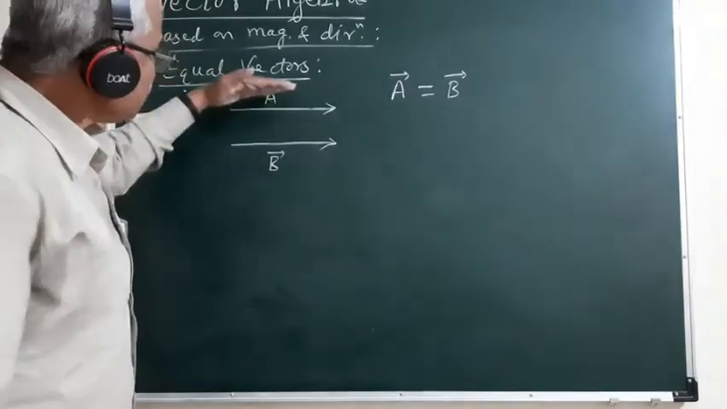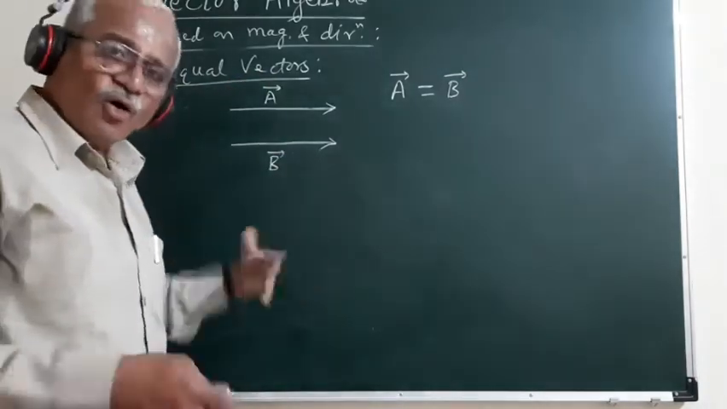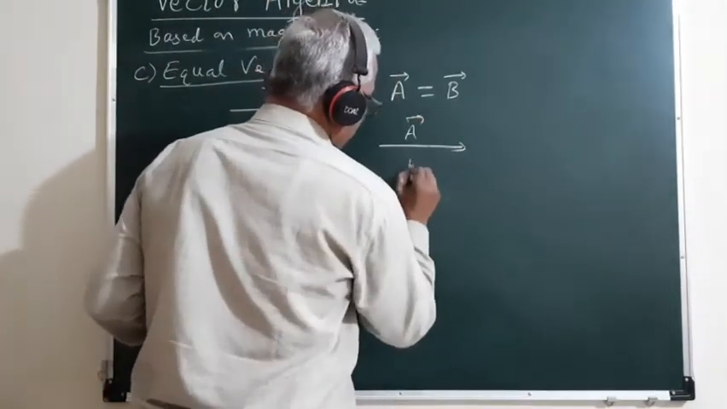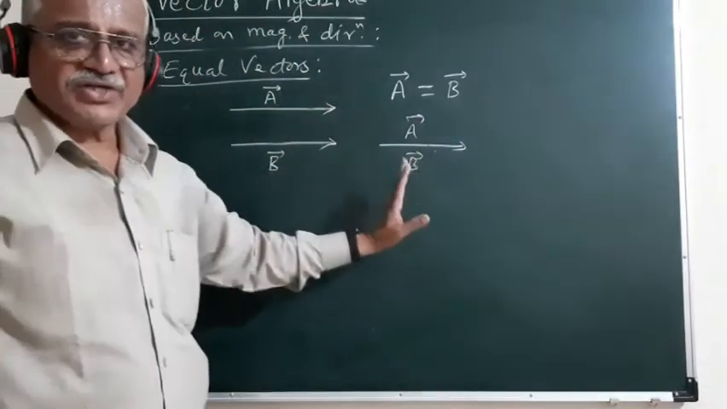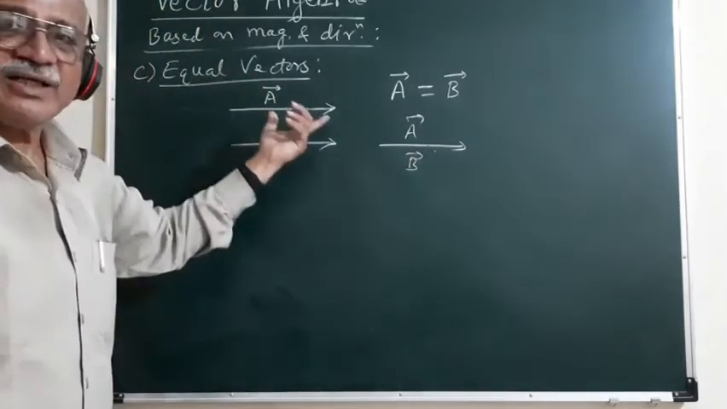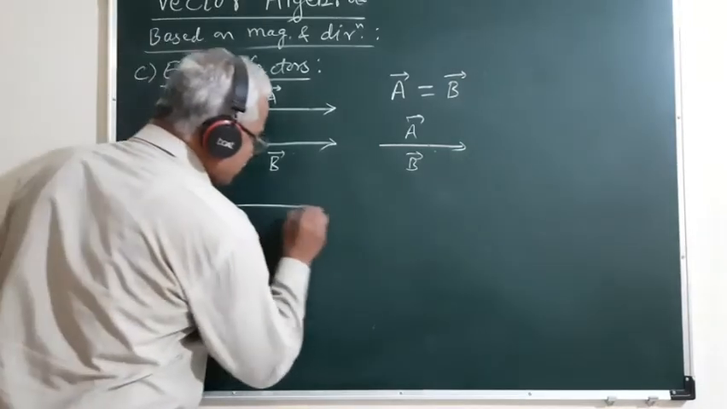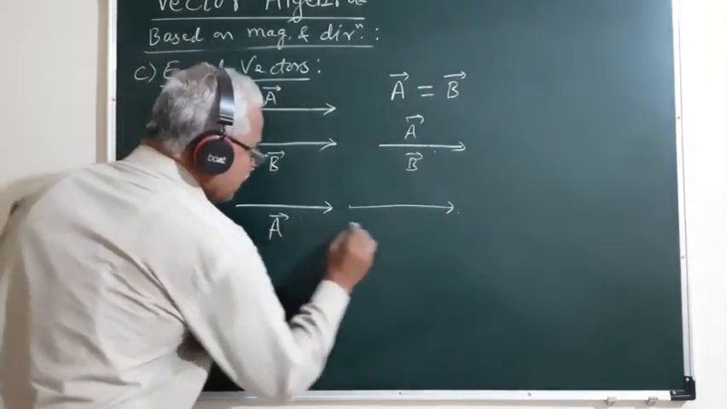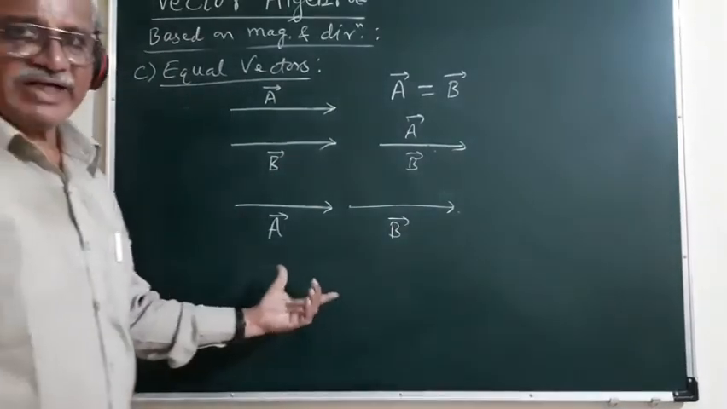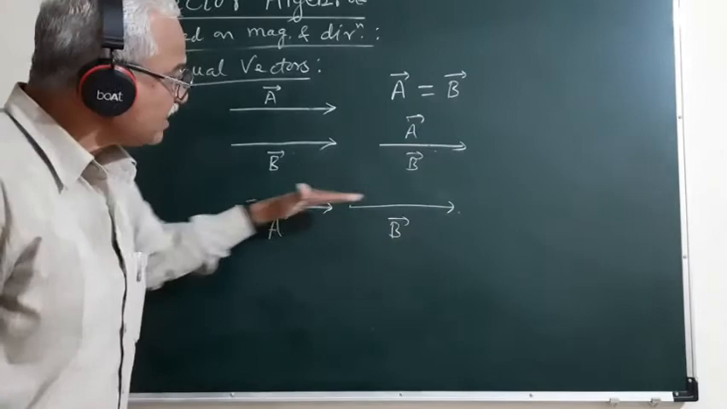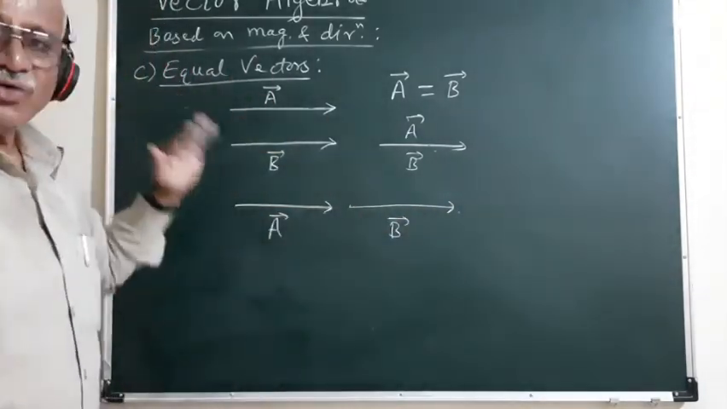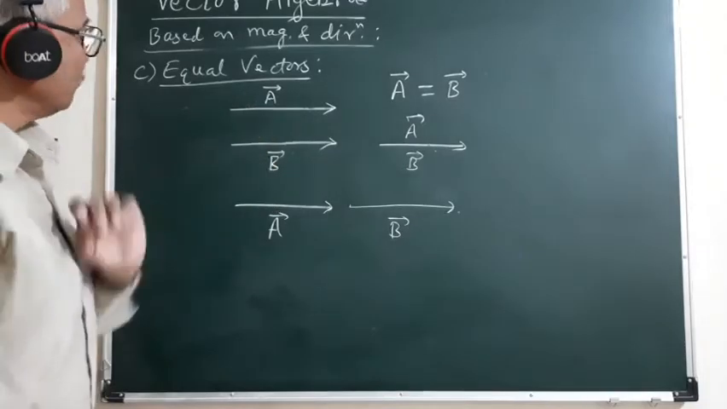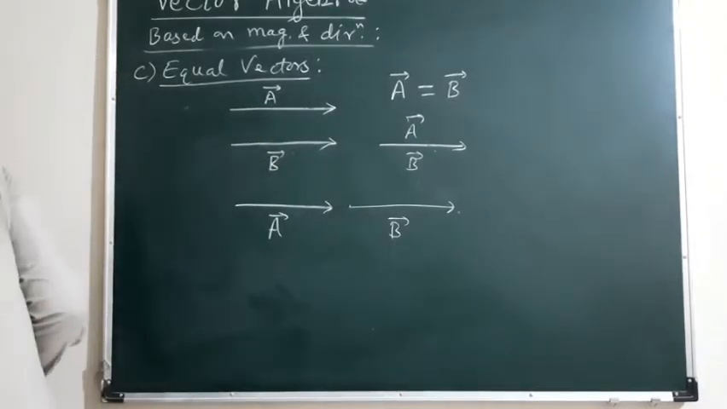It may so happen that these equal vectors are parallel to each other, or it may so happen that the two vectors coincide with each other. Not necessarily collinear, if this is the vector A bar and the another vector B bar is represented like this, again the two vectors can be said to be equal vectors because their magnitudes are same as well as their directions are also same. So such two vectors which are having equal magnitudes and same direction are called as equal vectors. So that is the equal vectors.